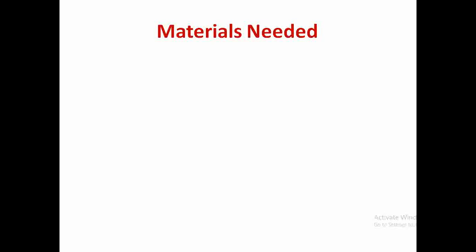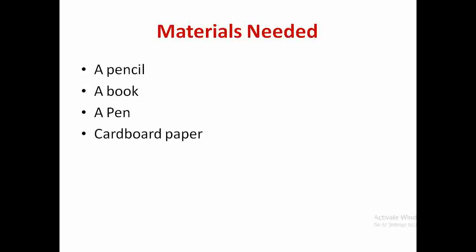Ensure you have these materials on the screen: a pencil, a book, a pen, cardboard paper, and a periodic table. Please pause this lesson and get them ready. You can get a periodic table from any chemistry textbook or download a copy from any online source.